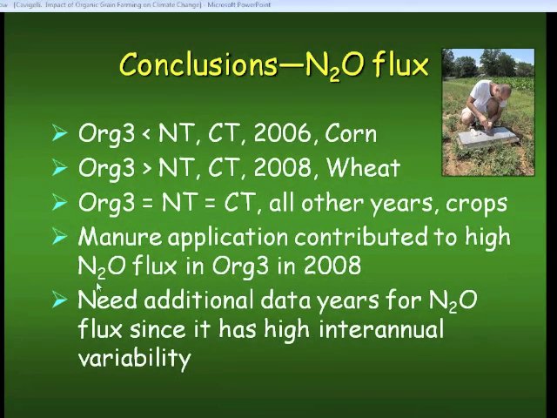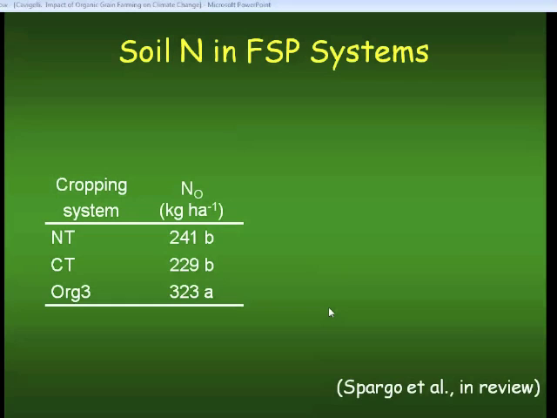I should mention that the high N2O in the wheat in 2008 that I showed might in part be due to the fact that we applied additional manure, higher rates of manure that year than we usually do for wheat, and that might be something we need to look at closer. We need some more data to get a better number for that. So in other words, we need additional years for these N2O flux numbers.